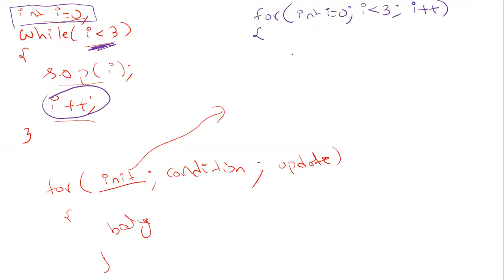So after this for loop, what should I write inside? The body of the loop. What's the body? That is System.out.print i. Okay. So this is how your for loop will look like. If you notice, for loop and while loop, your for loop is much neater because everything is done in one line: initialization, condition check, and update statement. So this is how we'll be writing our for loop.